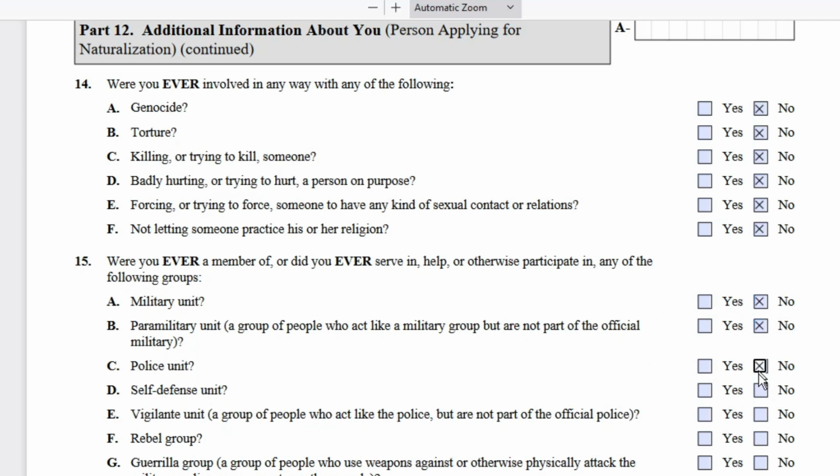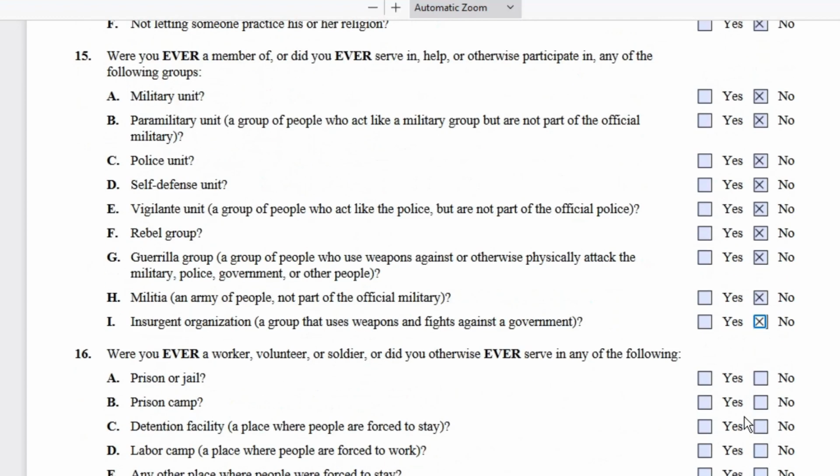If you were in the police, no. Self-defense unit, no. Vigilante, no, no. Rebel group, no. Guerrilla, no, no. Okay, now this is the thing. A lot of people who file asylum have been part of those groups. So if that's the case, then you have to put yes and give an explanation, okay? Because if you're getting asylum based on the fact that you were supposedly fighting a government, you better explain, because if you say no, then they'll ask, how did you get your asylum?